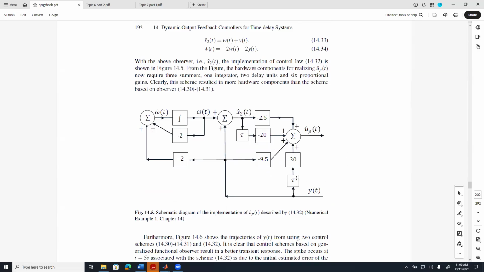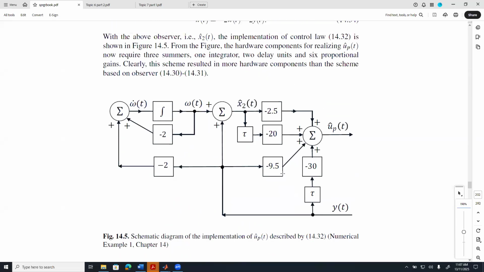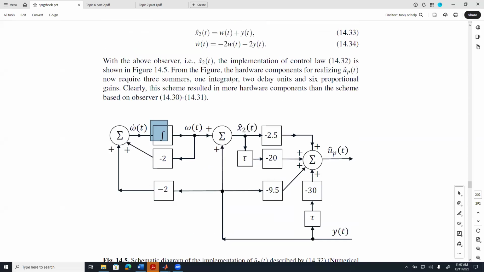So when we look at this all together, as we summarize in here, we have one integrator, which is the same. But we have three summers. Three summers. One, two, three. In contrast to the direct scheme, we have only two summers. And we have two delay units.